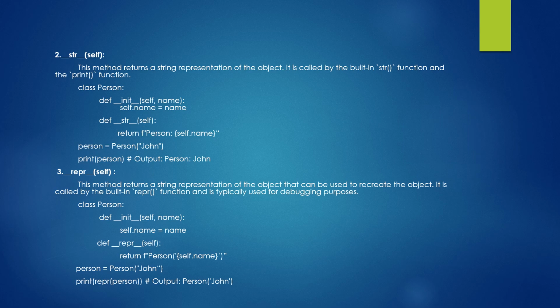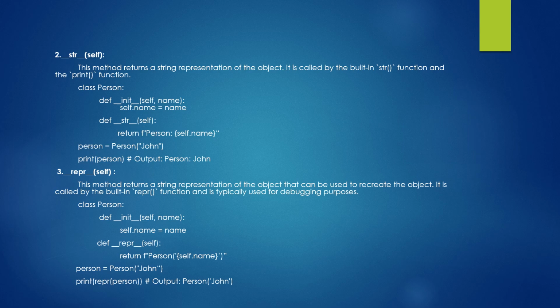For using every special method, we need to use a constructor, which is used for initialization. Here we use the constructor init, self.name equals name, and the special method str, self, and we return person name. Here the argument which is passed to the init method can be accessed by every other method in the class.